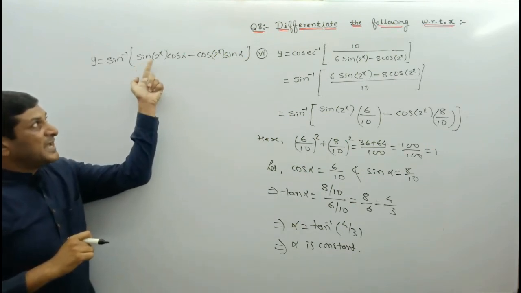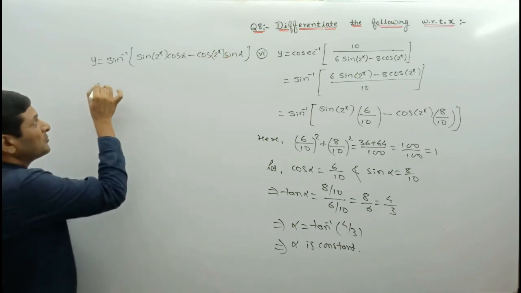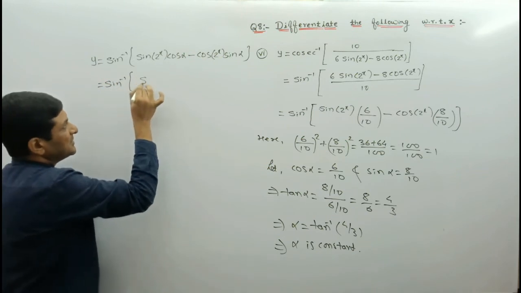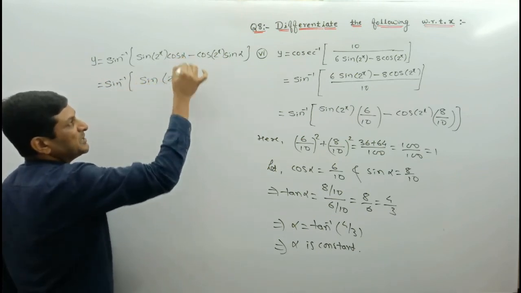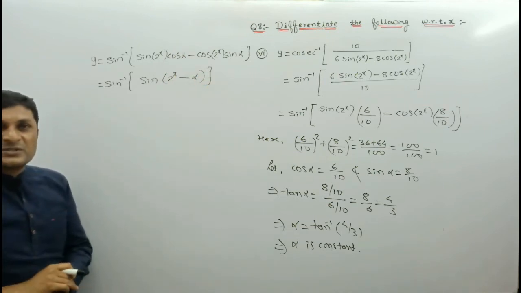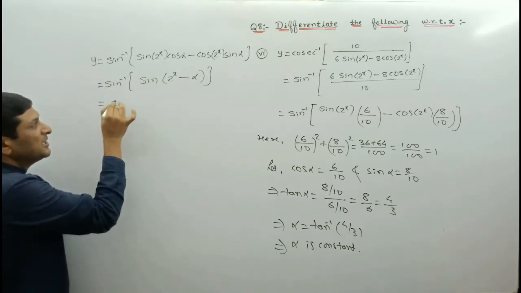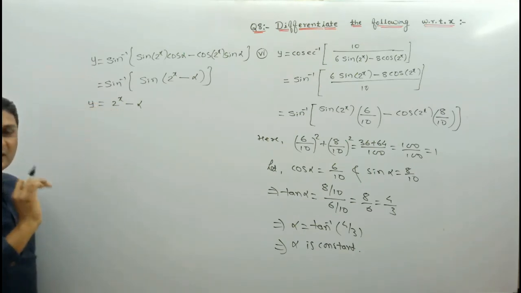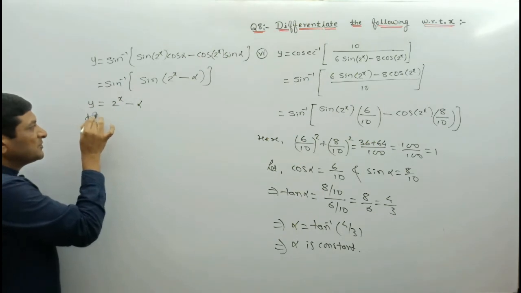Once these values are substituted, observe this expression. It is in the form of sin A cos B minus cos A sin B, which is nothing but the formula of sin (A minus B). So sin inverse, keep it as it is. Here this is the value of sin A, where A means 2^x, minus B, where B means alpha. Now applying the property of inverse trigonometric function, sin inverse and sin will get cancelled. What is the remaining term? 2^x minus alpha. This is the value of what? Y.